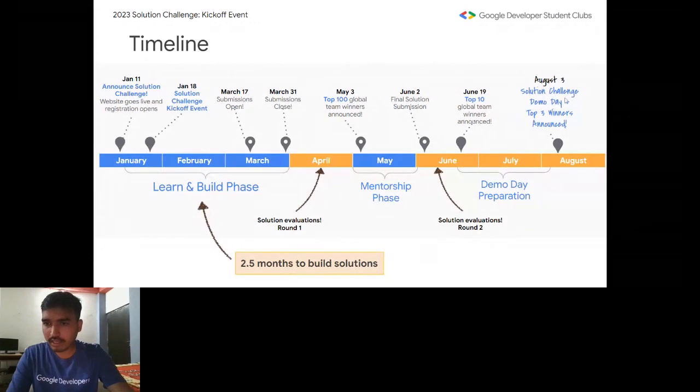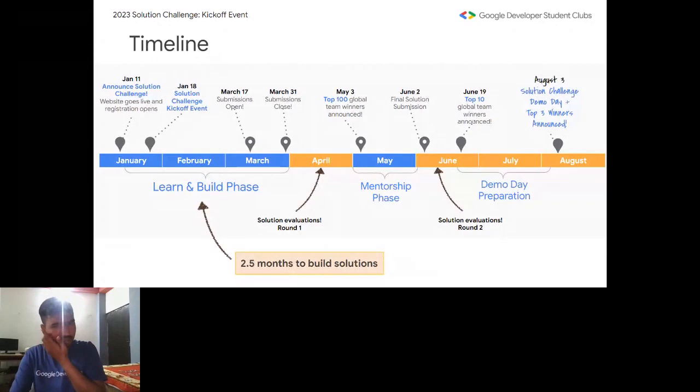And it's on August 3, Solution Challenge Demo Day. The top 3 winners will be announced at that Demo Day solution event. This is the whole timeline for the event. I think you are getting a whole 2 months to build and solve any problem.